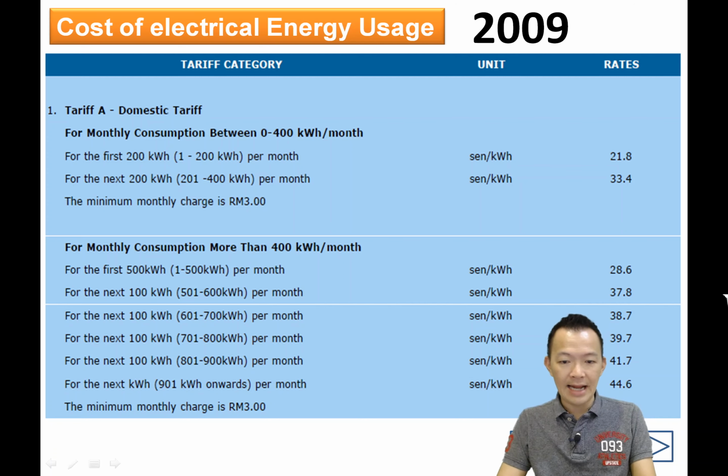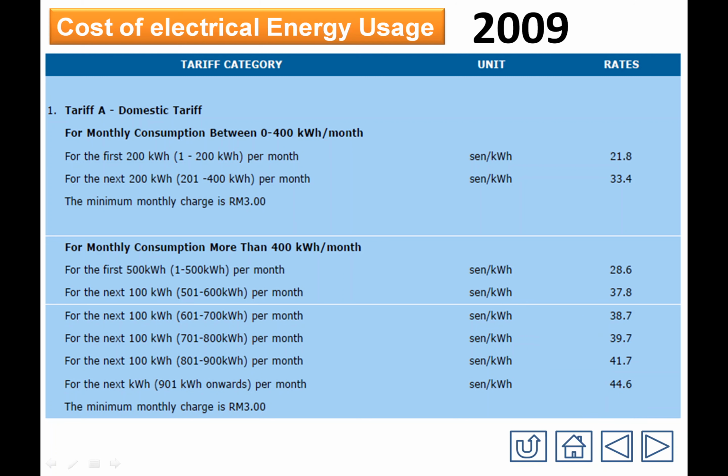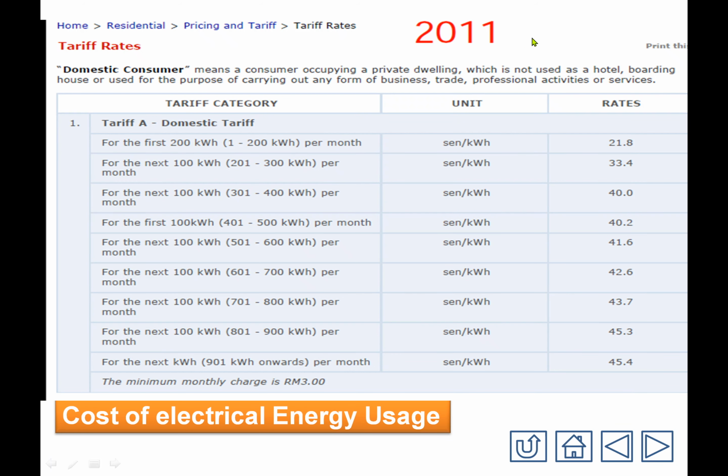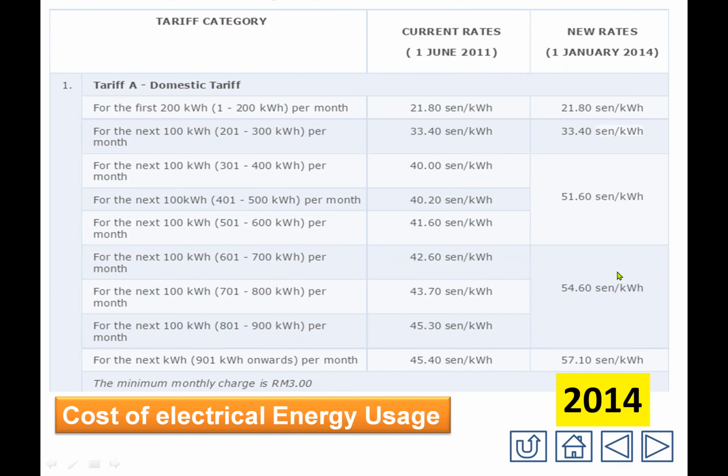For the next 100, the price increases very high. 它的价钱涨得很高，对不对? Very terrible, 吓死我了啦。Okay? Next, in 2011, they came again. For the first 200, never affect the poor family. 永远这一句话很伟大。Yeah, but for the next 100, the price now from 20 something, now can you see 40? Whoa, I record every year.